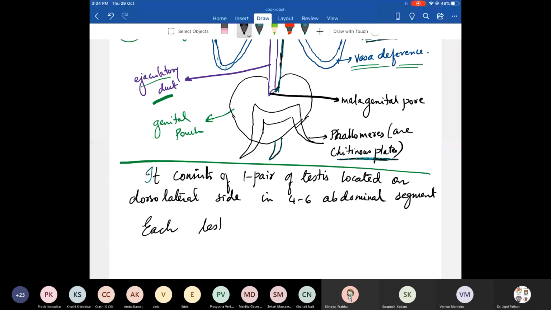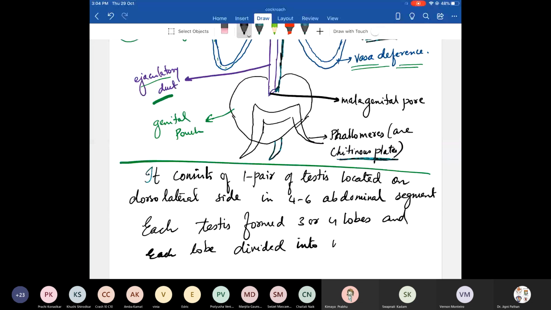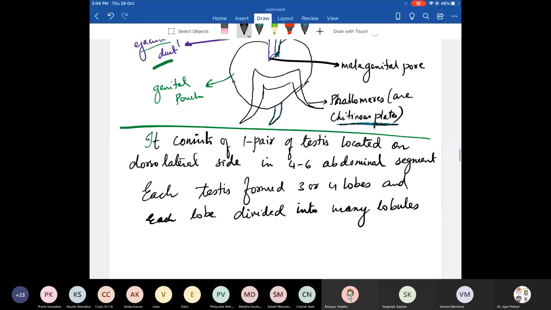Each testis is formed of 3 or 4 lobes, and each lobe is divided into many lobules. And this lobule produces the sperm. Okay, I hope you understood this part.